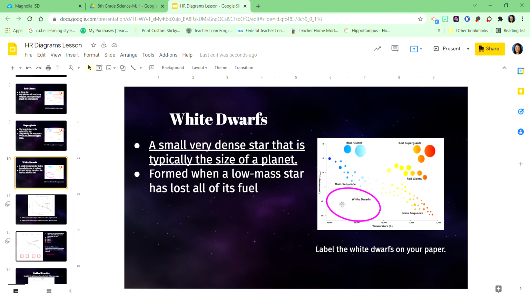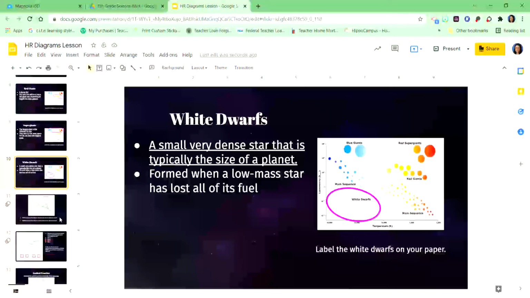And then white dwarfs, they're right here. They're literally white and they're dwarfs because they're so small. They are a very dense star that is typically the size of a planet, and they are formed when a low mass star has lost all of its fuel. So these ones aren't going to be as bright. That's why they're at the bottom right here, but they're very hot. That's why they are in this corner. They are basically already dead. They're dead stars. That's because they don't have any fuel left, so they don't have the pretty colors that are burning with them. And just like we saw in the lab, they don't have anything left in them.